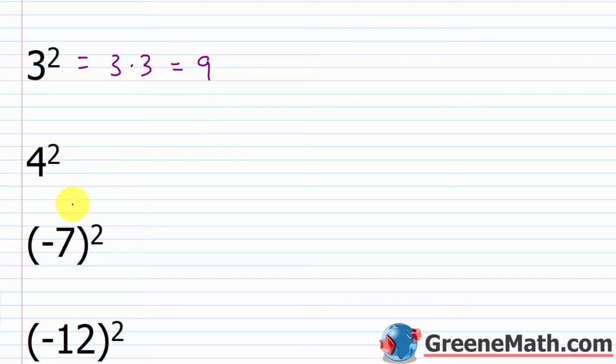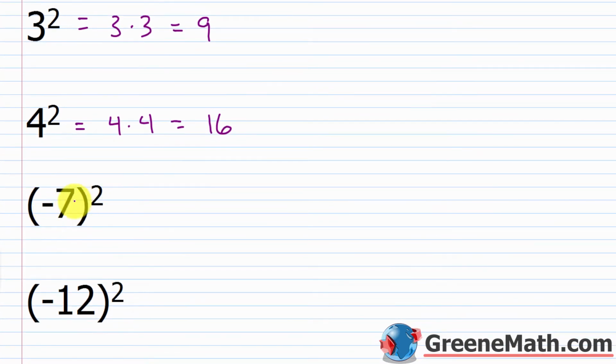If I have 4 squared, this is 4 times 4, or 16. If I have negative 7 squared, with the negative and the 7 inside of parentheses, this is negative 7 times negative 7, which is positive 49. And then if I have negative 12 squared, again with the negative and the 12 inside of parentheses, this is negative 12 times negative 12, which is positive 144.